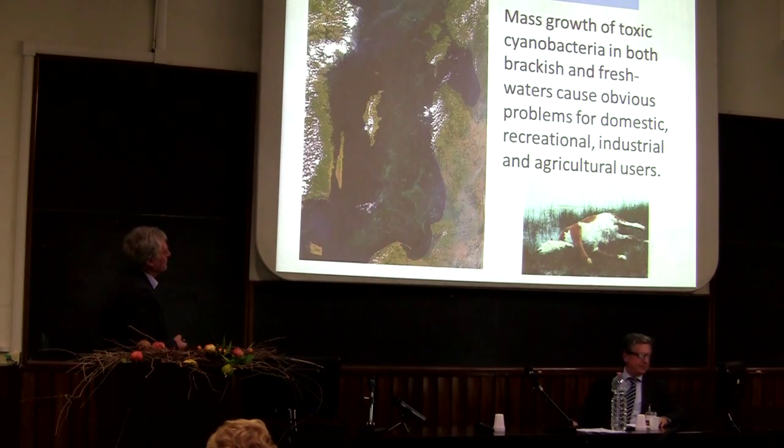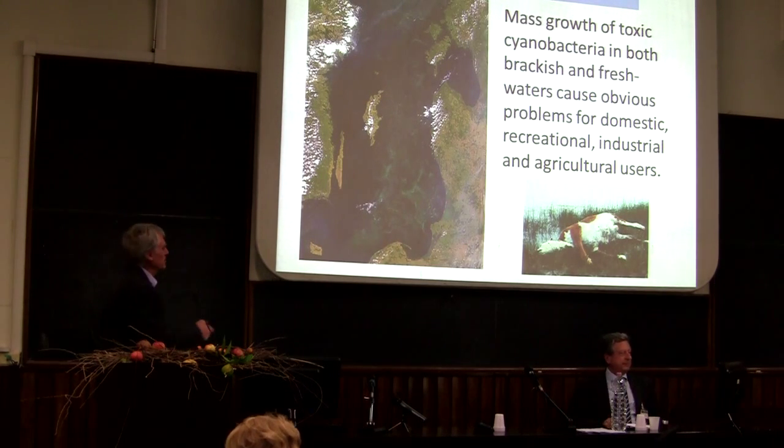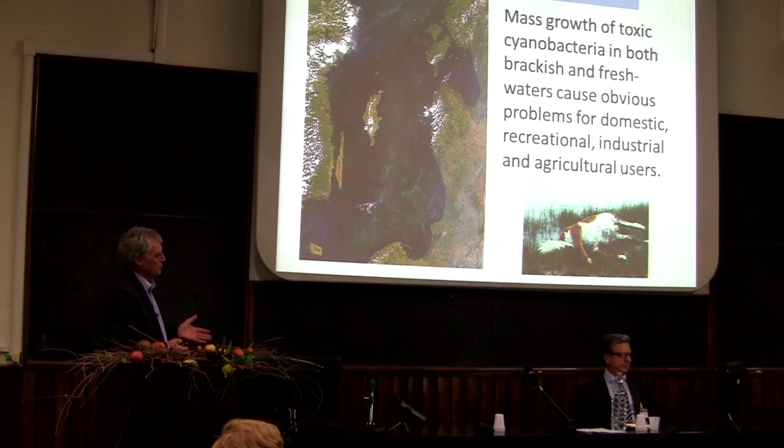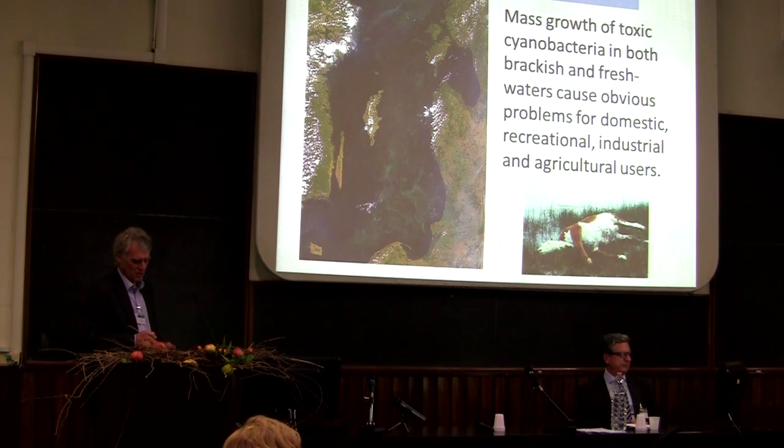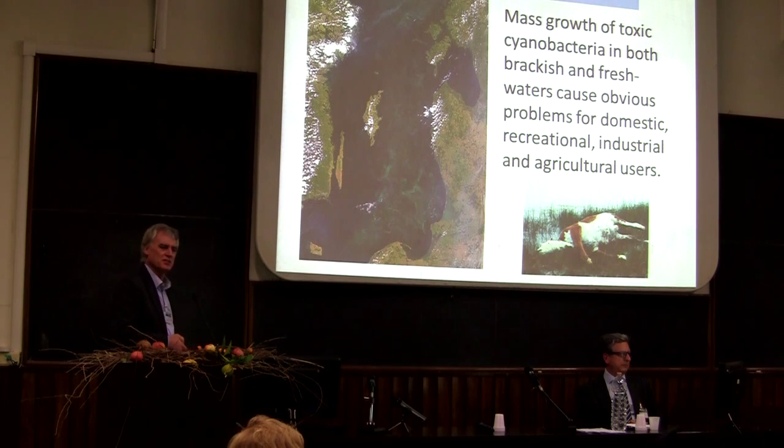So the mass growth of cyanobacteria, such as here in the Baltic Sea, where you can see these Nodularia and Aphanizomenon growing on the surface of the waters of the Baltic Sea. These mass blooms of cyanobacteria in brackish and fresh waters cause problems for the domestic, recreational, industrial and agricultural uses of water, and I don't think any talk is complete without a picture of a dead cow that's drunk too much cyanobacteria-containing water, so I thought I would put one in for you.